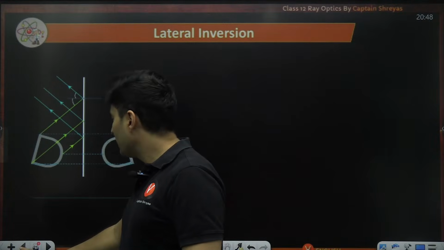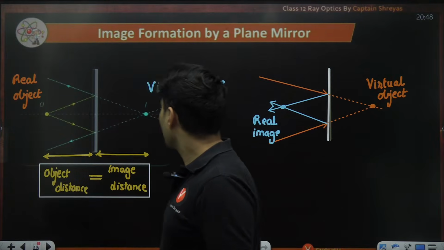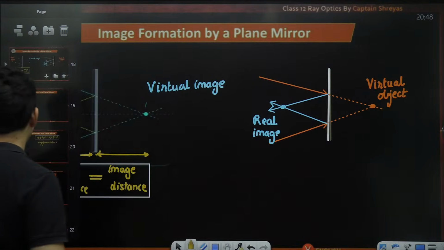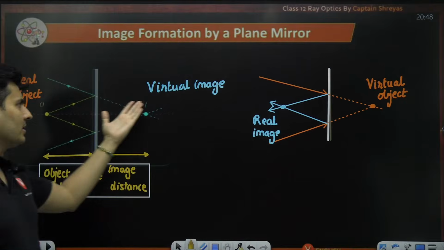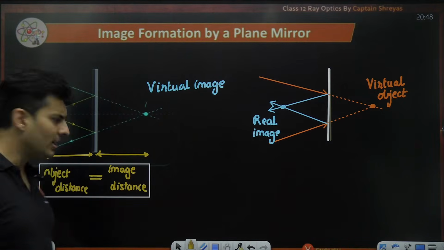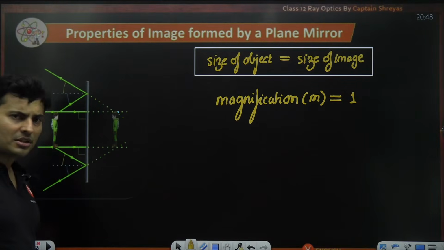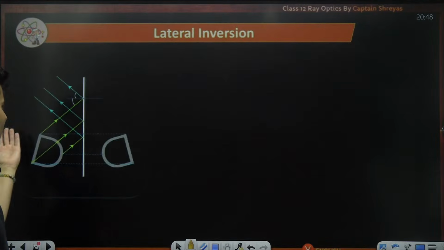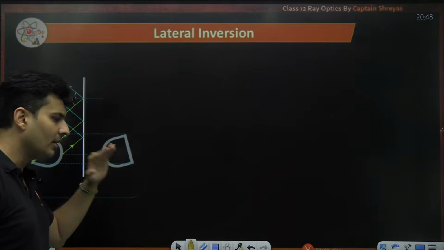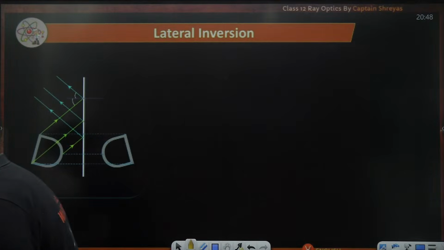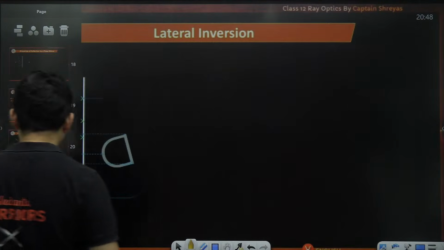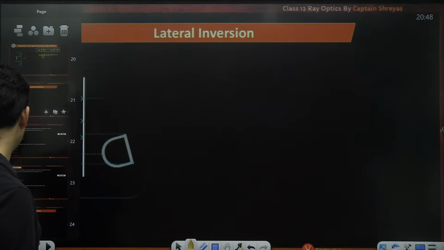So, multiple things. There is the same distance between the object and the image, right? Both kinds of images can be formed, virtual or real. The magnification is one, same size as the object, and it is also laterally inverted. Perfect. Now, having said that, maybe we can solve a question coming up on your screen.